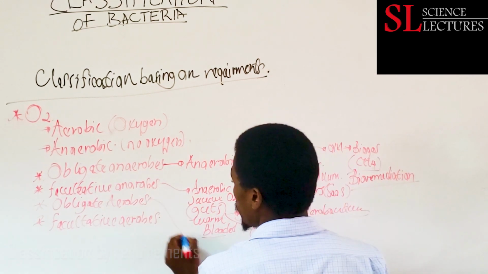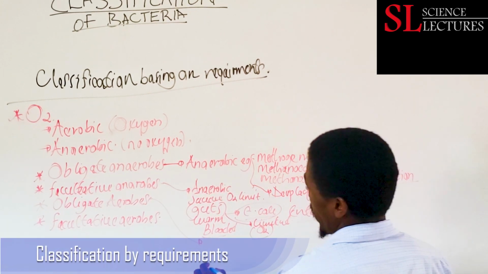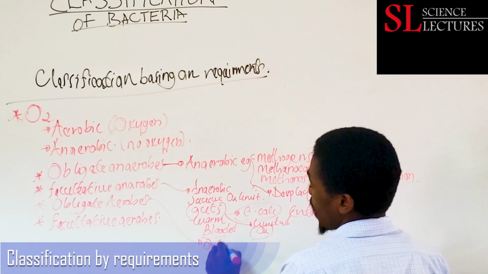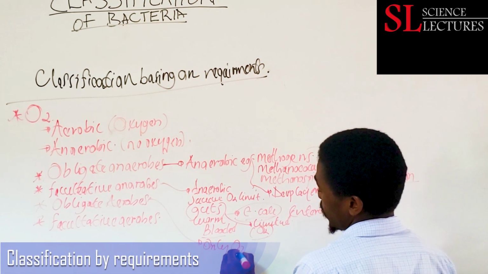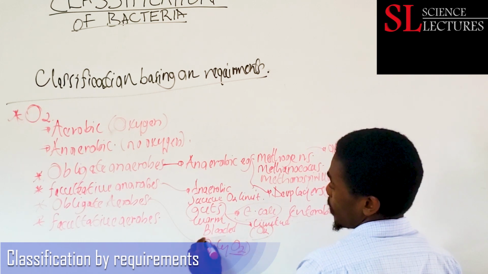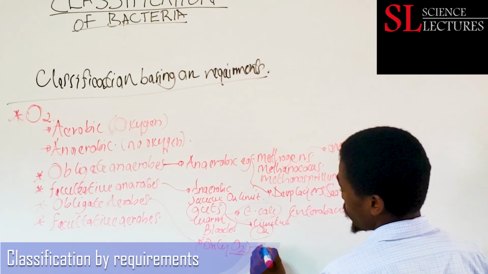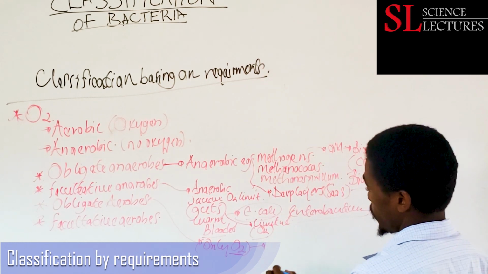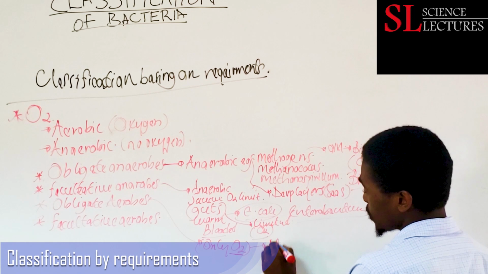Then we have also obligate aerobes. That means they survive only and only in the presence of oxygen because they are obligate aerobes. And we have examples of such bacteria. The number one example we can give here is Nitrobacter.